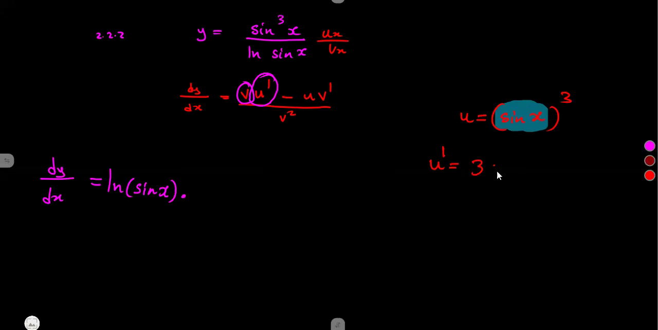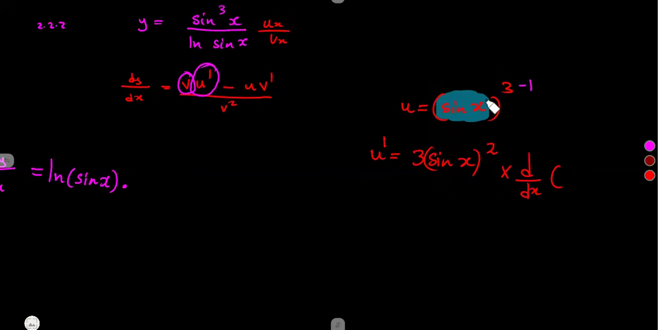This remains as it is. The sine of x as it is, to the exponent of what? We subtract 1 from our exponent. So 3 minus 1, that's a 2. You are focusing on the power. But thereafter, we are supposed to multiply by the derivative with respect to x of the part that is raised to the exponent of 3, which is the sine of x.